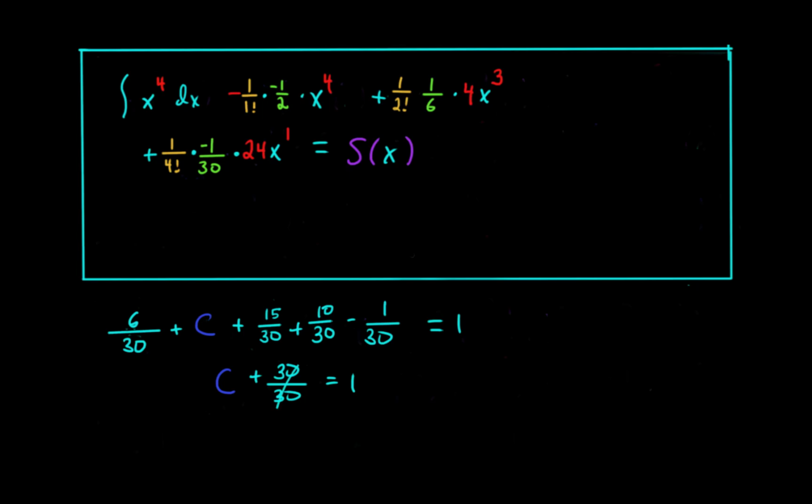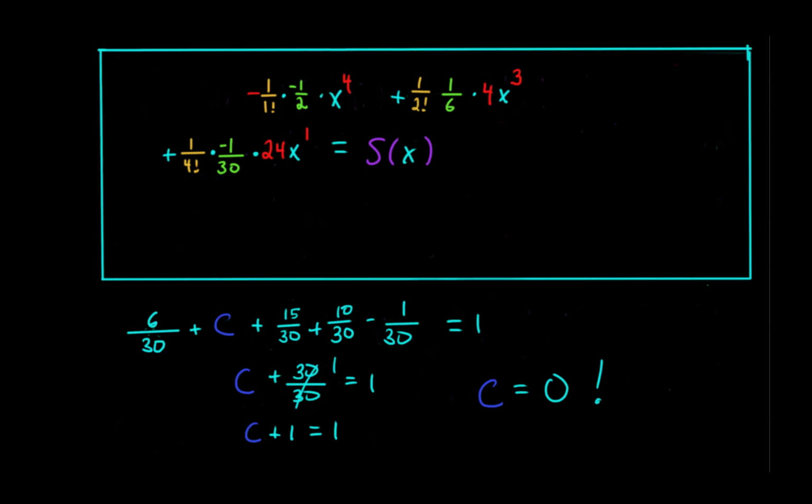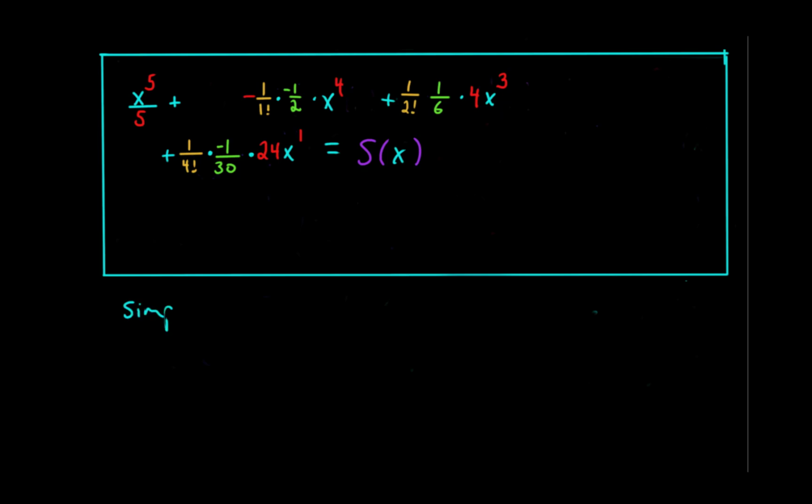So c plus 1 equals 1. C equals 0. So then for that first term in the summation in the box, the indefinite integral of x to the 4th dx equals x to the 5th over 5 plus c. But we just found that c must equal 0. So that term actually cancels out. So we're left with the summation equaling x to the 5th over 5 plus these other terms.